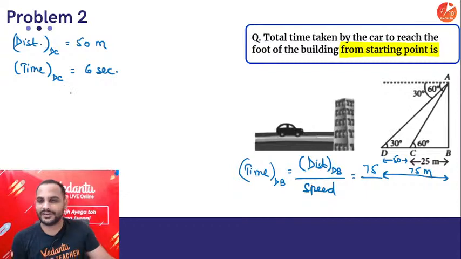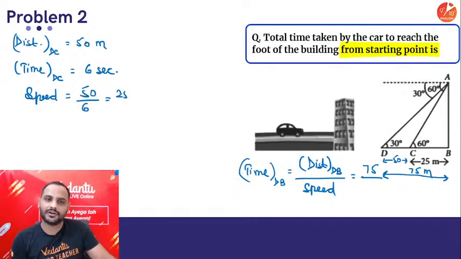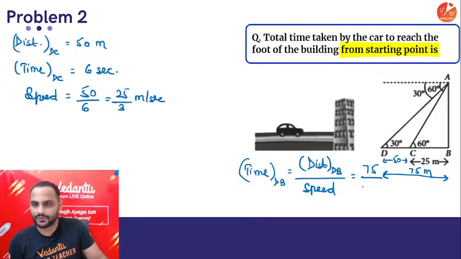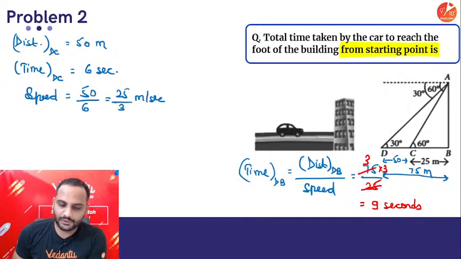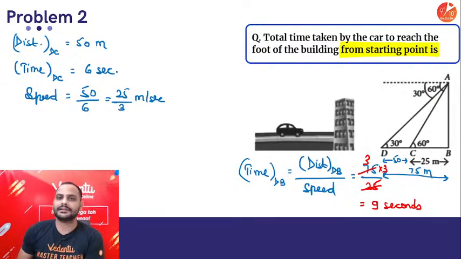Speed we can get from over here. By D to C, distance is 50, time taken is 6 seconds. So I can say the uniform speed will be 50 divided by 6 or 25 by 3 meter per second. So just substitute this 25 by 3 over here. So 25 by 3 will come over here. This 3 times cancel, 3 3s are 9. Total 9 seconds it will take. It is going to take total 9 seconds.